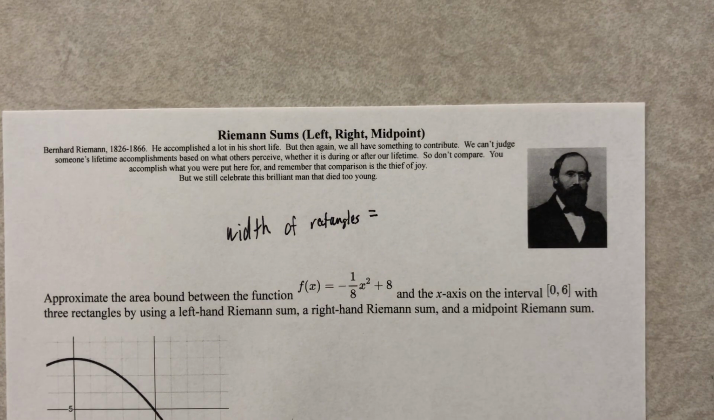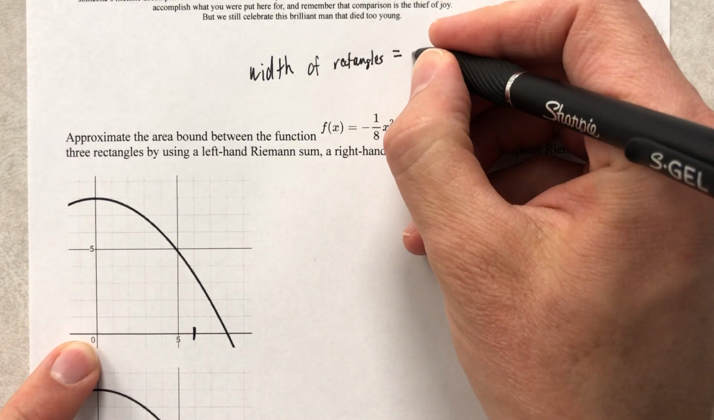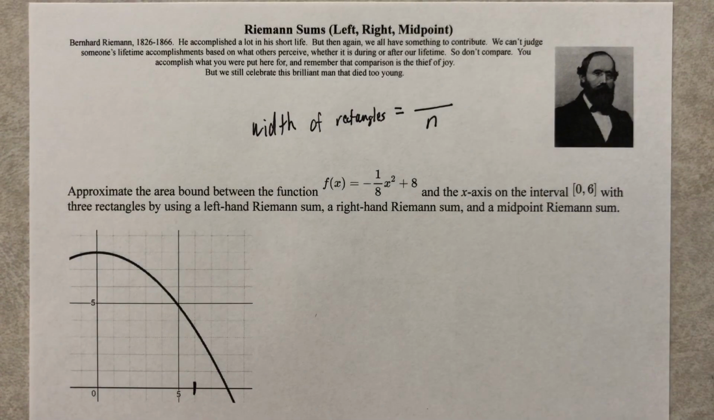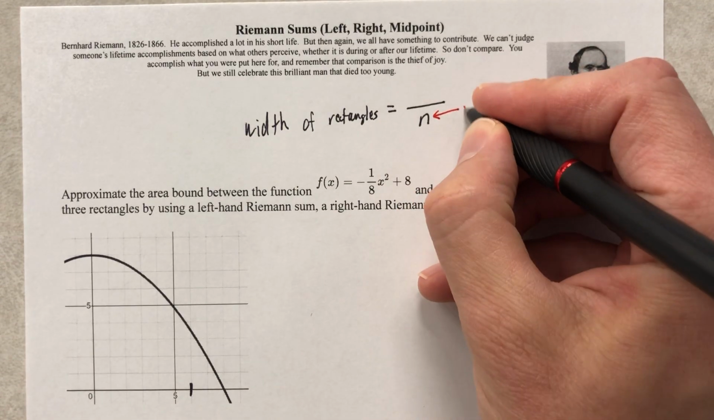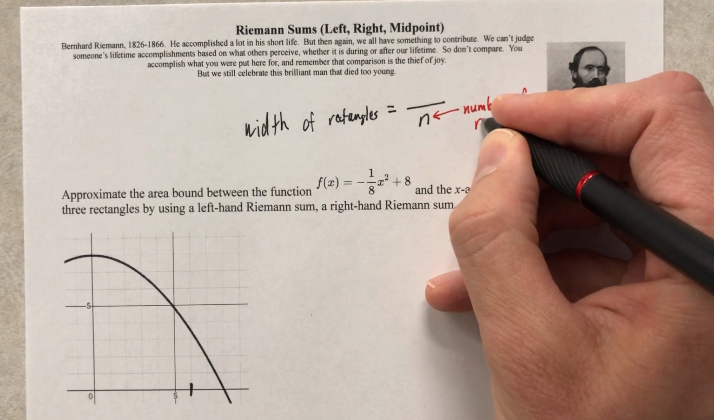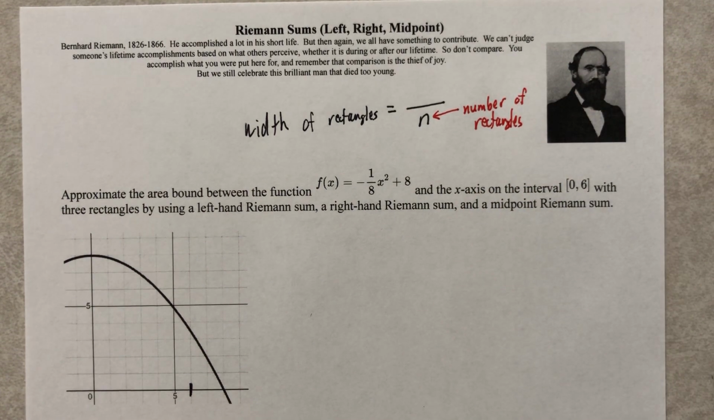So the width of rectangles is, all right, bear with me here. If I know the width of my interval, I can divide it by the number of rectangles. I've left the numerator blank intentionally. We're going to let the denominator be the number of rectangles that we're dealing with. This is really a common sense formula once I write it.